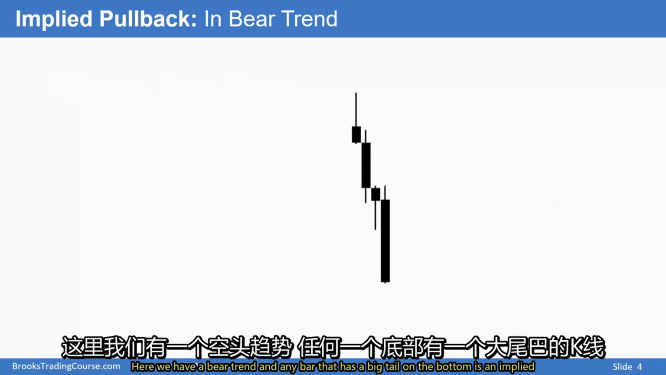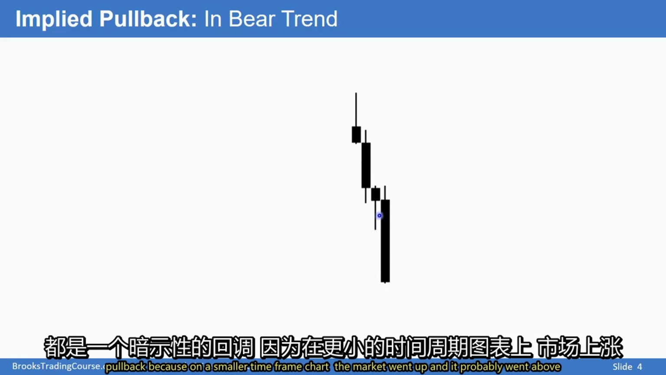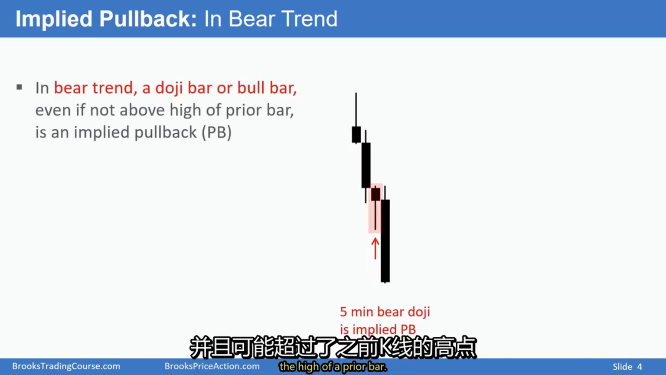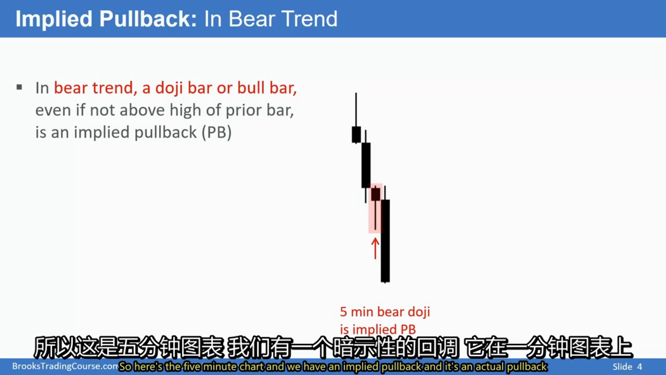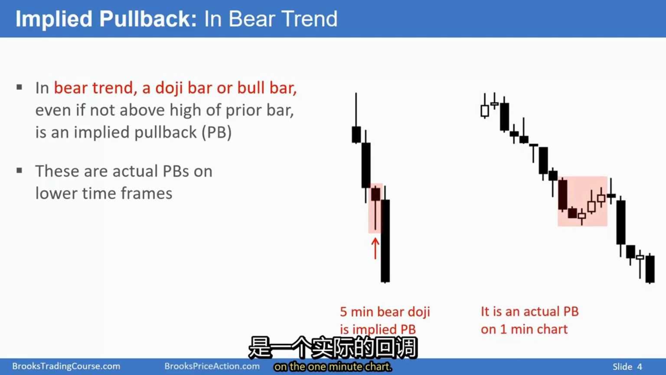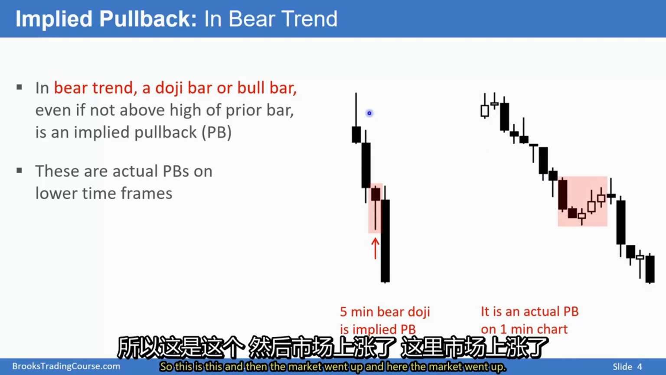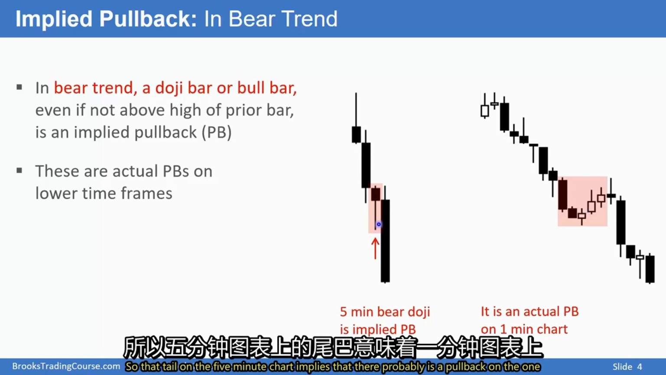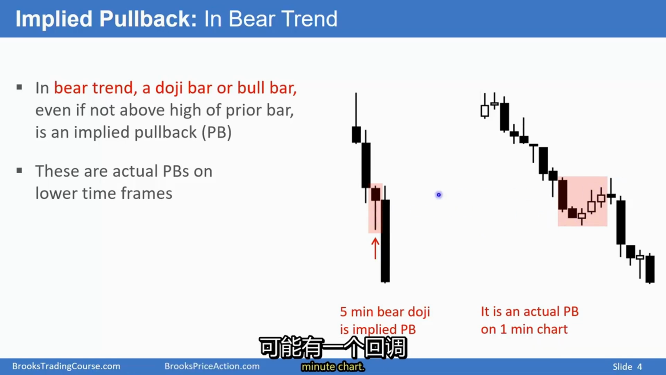Here we have a bear trend, and any bar that has a big tail on the bottom is an implied pullback, because on a smaller time frame chart, the market went up and it probably went above the high of a prior bar. So here's a 5-minute chart, and we have an implied pullback, and it's an actual pullback on the 1-minute chart. So this is this, and then the market went up, and here the market went up. This bar went above that bar. So that tail on the 5-minute chart implies that there probably is a pullback on the 1-minute chart.